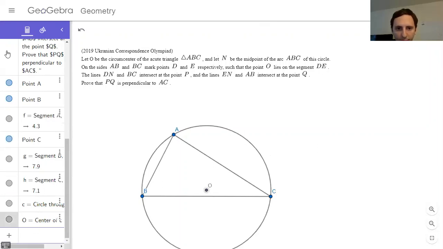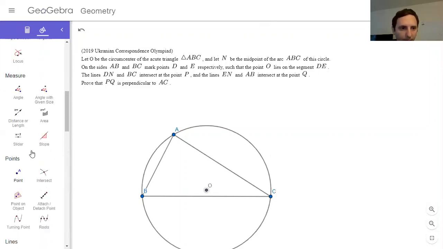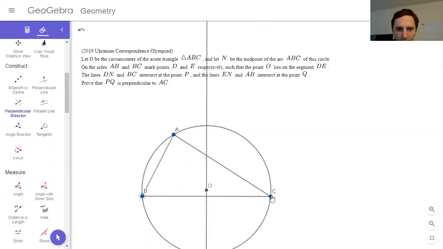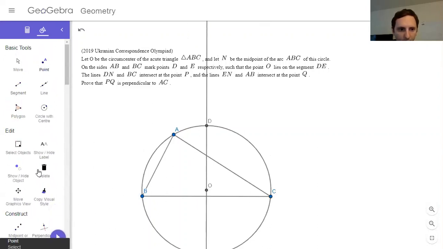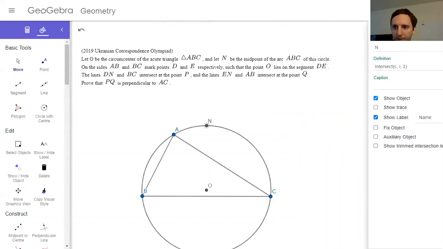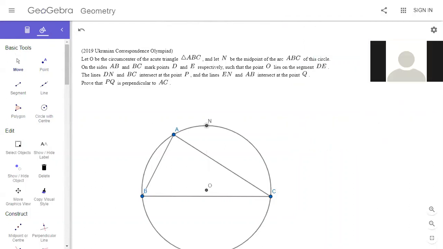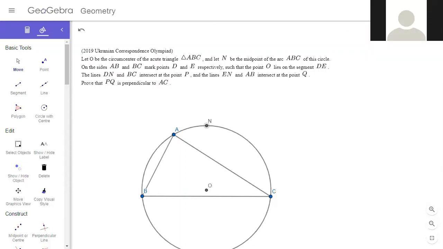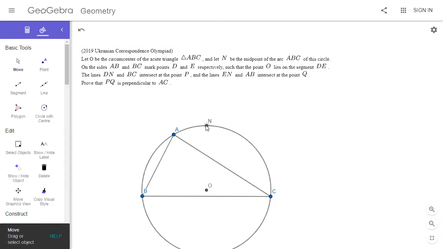So O is the circumcenter, N is the midpoint of arc ABC. I usually end up drawing it this way. Right, that's N. It said arc ABC means the arc AC containing the point B. If that's a confusing notation, they should have written arc AC with B. Oh, the midpoint of arc ABC. Yeah.